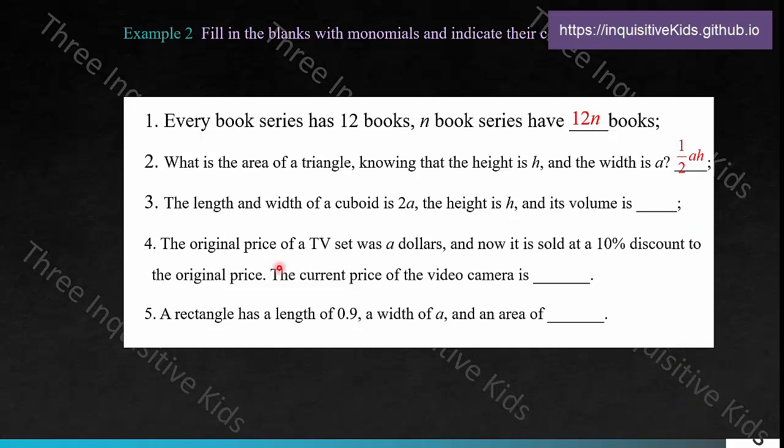3. The length and width of a cuboid is 2a. The height is h. Then its volume is 4a squared h.